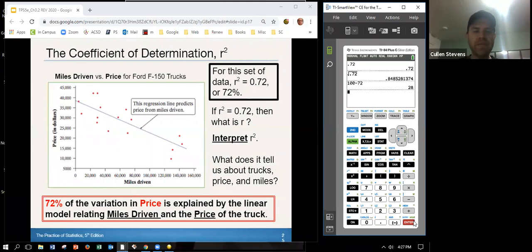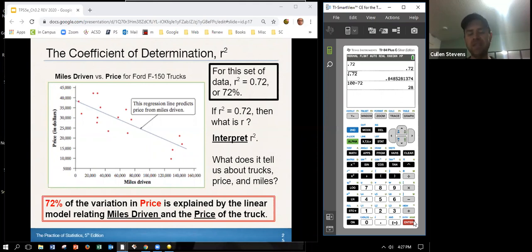And we know that from our R being 0.84, that's pretty close to 1. That's pretty strong. It's a strong relationship here, but R squared is really nice. It really tells us the percent of the variation in price that we can attribute to this linear model with miles driven. So that's really neat.